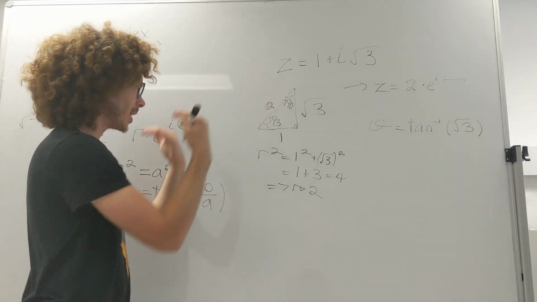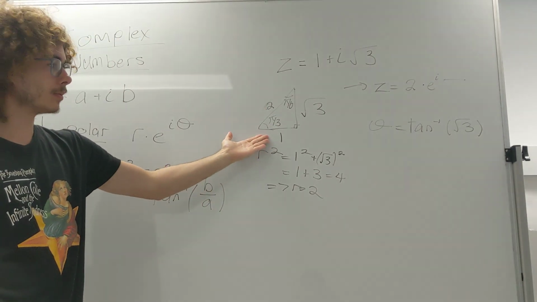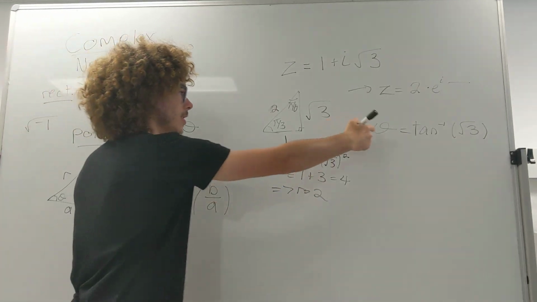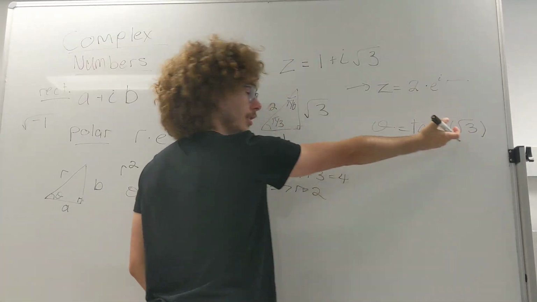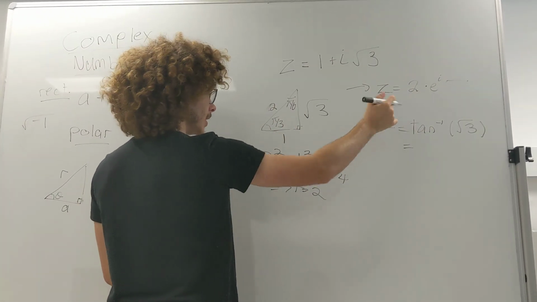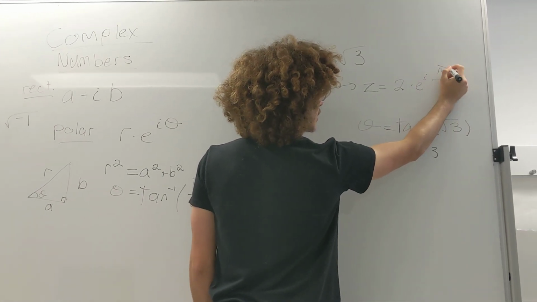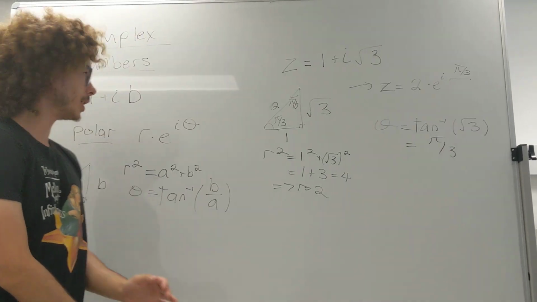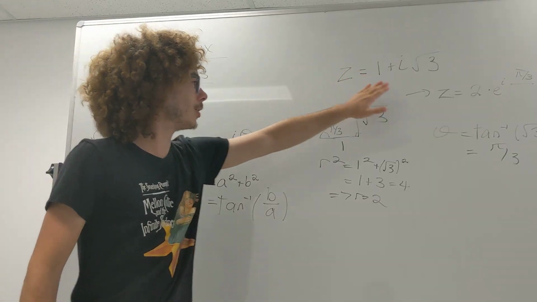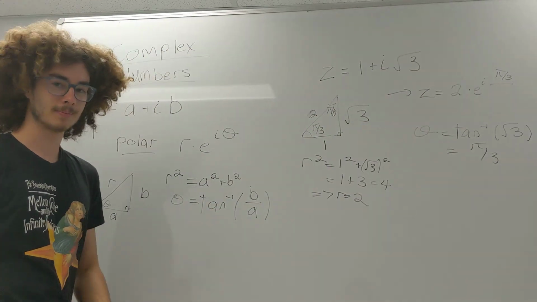And then back to complex numbers, this one will actually be our angle here, which is indeed arctan of root 3, which we can then put up here. And we've completed the transformation from rectangular to polar form for this specific example.